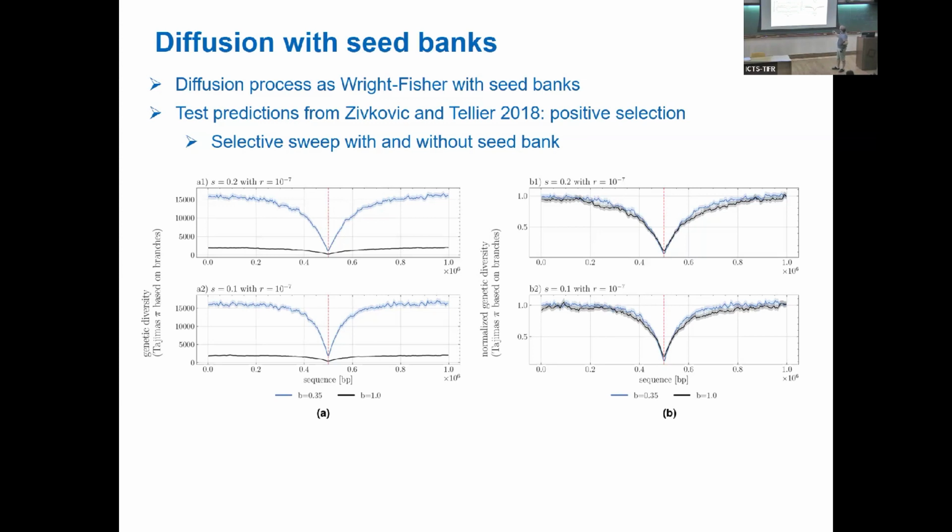Here you can normalize. If you normalize by the genetic diversity away from the sweep, you're back again and you see that there is a slight difference, but not too much, between the two signatures. Right? But in real life, that's what you see. That's the real data. I mean, real simulated data.